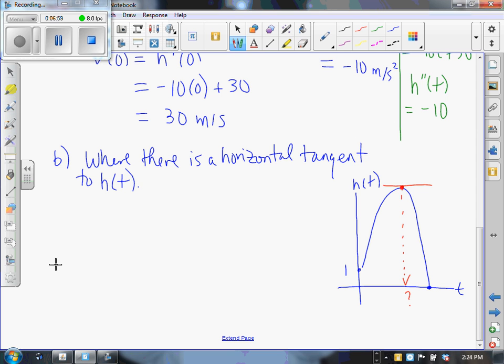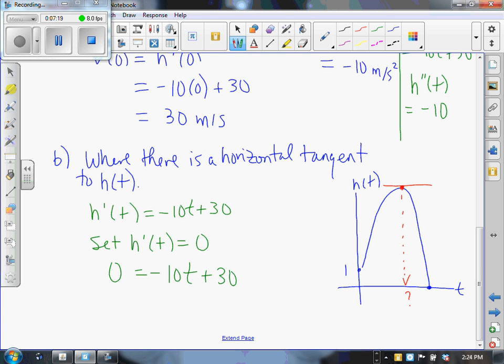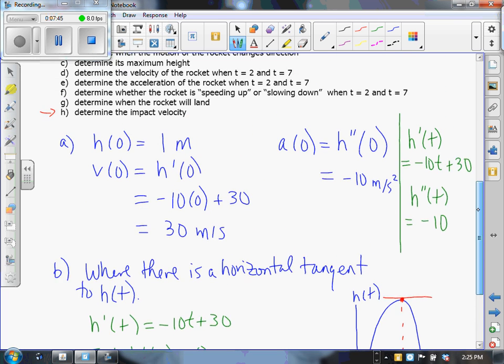Notice that earlier on we did determine the first derivative of the function as minus 10t plus 30. So we're going to set the slope of our tangent, which is horizontal, to 0. And thus we can solve this simple linear equation for t. So we have t equals 3 seconds. Over here on our graph, at 3 seconds we see the rocket change direction. It's at that instant when it really doesn't have a direction. It's neither going up nor down, but it is at the moment where it will change.